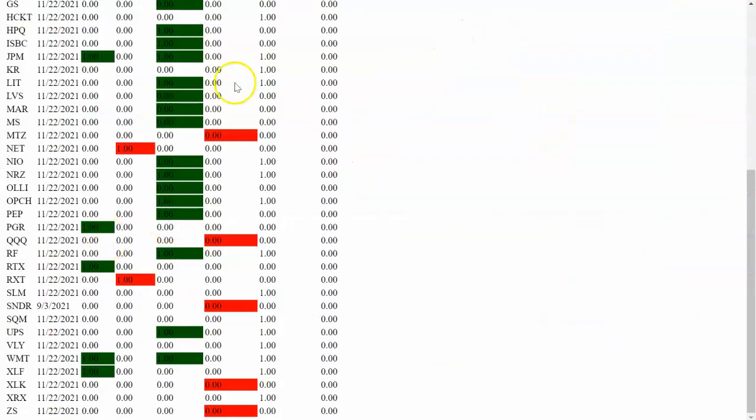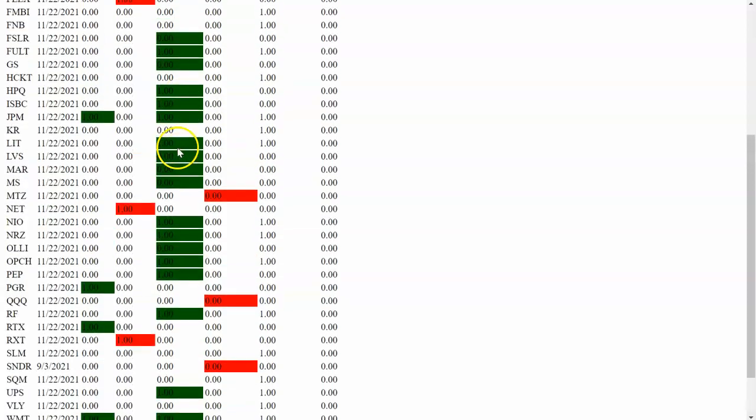Let's do another one. Kroger, we have stochastics. I'm not interested in that one because, for major reversals, I like the RSI. And then for trending stocks, if I happen to have one, the MACD works quite nicely for that.